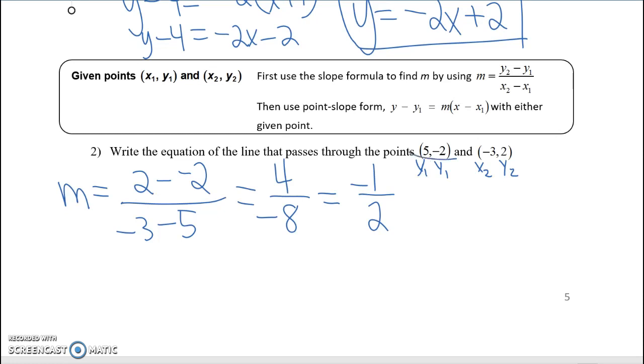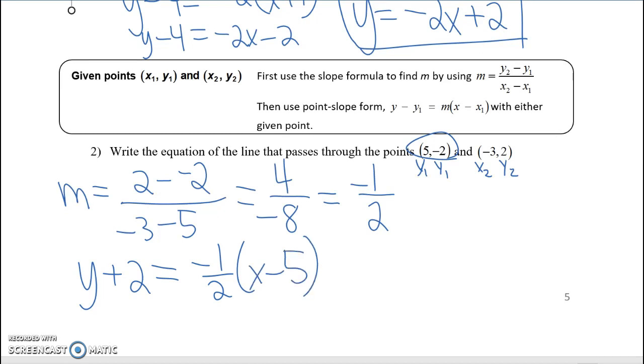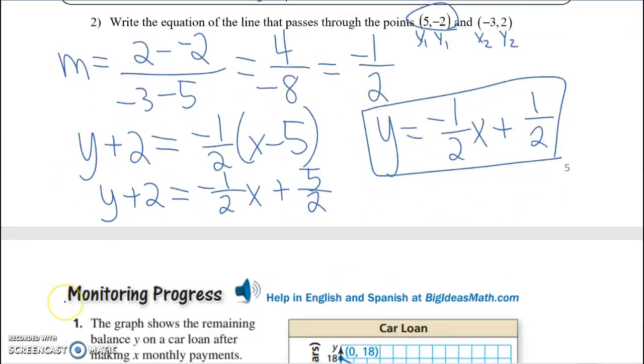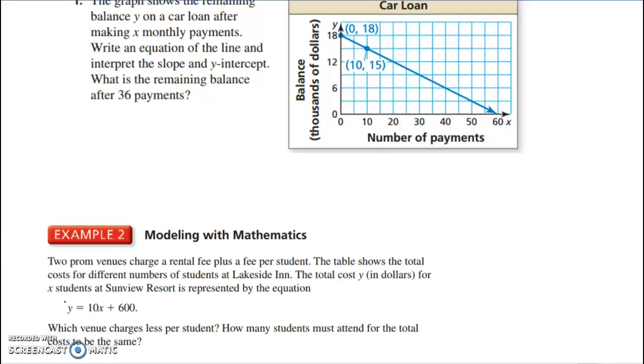Now I'm going to pick a point, and I'll just pick the first point they give me and write the equation in point-slope form. So y plus 2 equals -1/2 times x minus 5. Distribute the -1/2 and then subtract the 2 over to get your final answer. And your final answer will be -1/2x plus 1/2. Go ahead and look at the next page. Look at example 2.